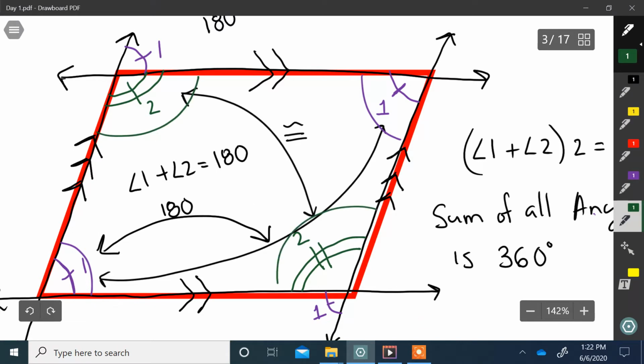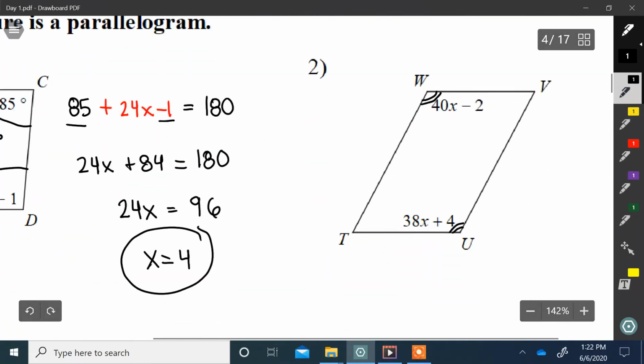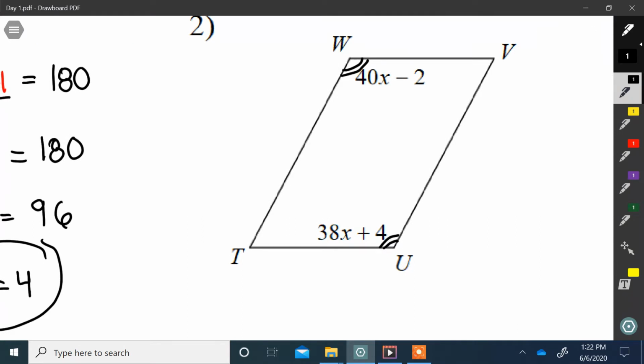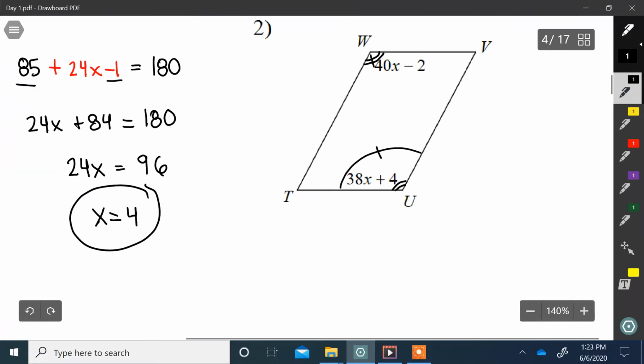What do I mean by congruent? Well, if this is 80, this is also going to be 80. If it's 70, it's also going to be 70. So congruent just means that they're equal to each other. So in this problem here, I know that this angle and this angle are congruent. So how do I set up the problem? Well, I set it up this way.